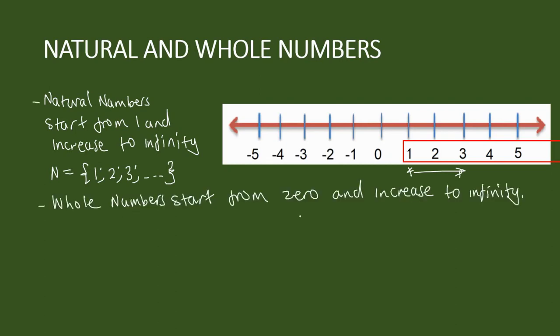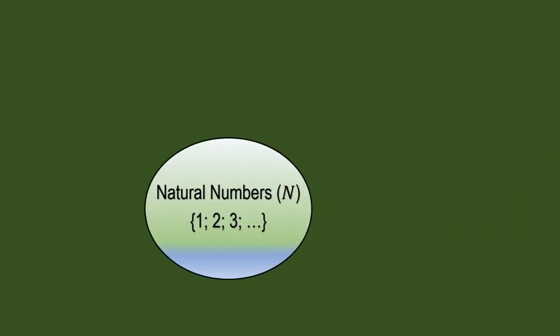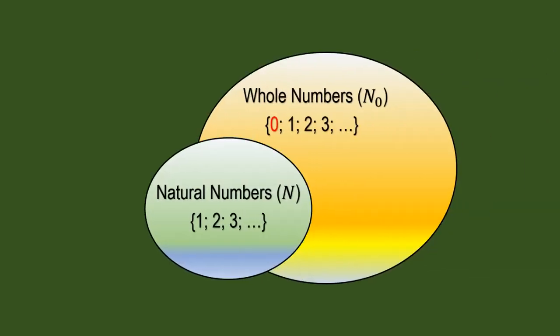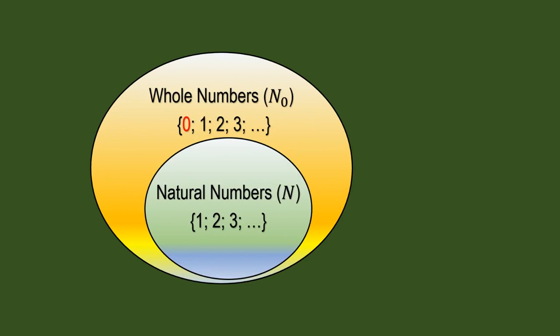Whole numbers start from 0 and increase to infinity. That's the main difference between whole numbers and natural numbers. Whole numbers are composed of natural numbers plus the number 0. Actually, we can say that natural numbers are a subset of whole numbers. Natural numbers are a subset of whole numbers.